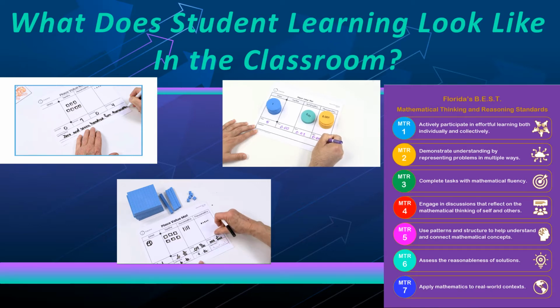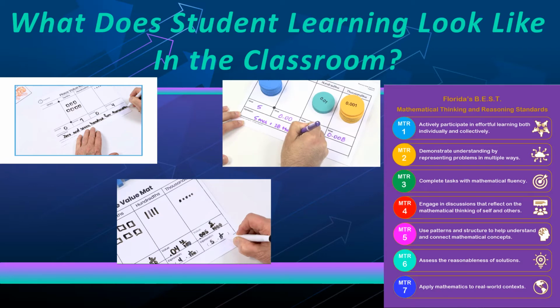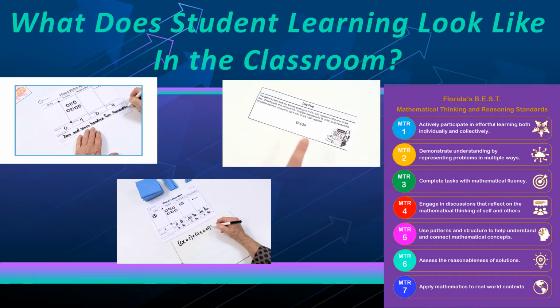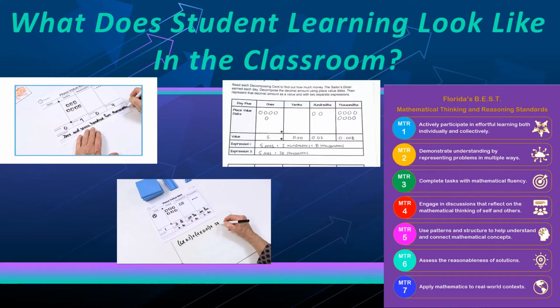These tasks and student learning all highlight MTRs 2, 3, and 5. As students become more efficient with reading, writing, composing, and decomposing, they're getting a deeper understanding of place value and number sense to develop their own procedure.